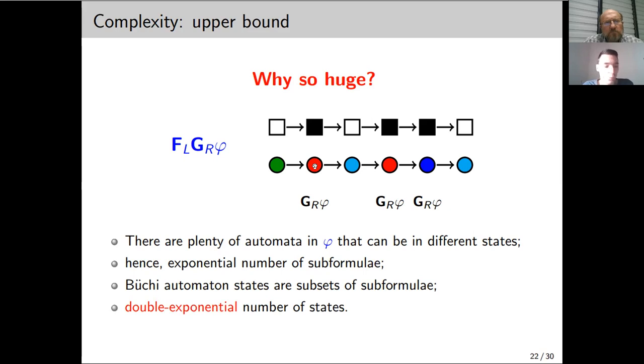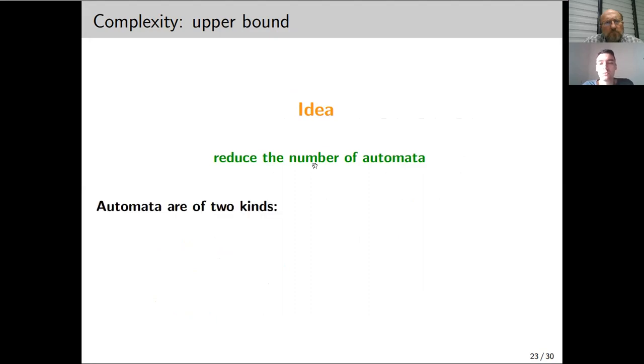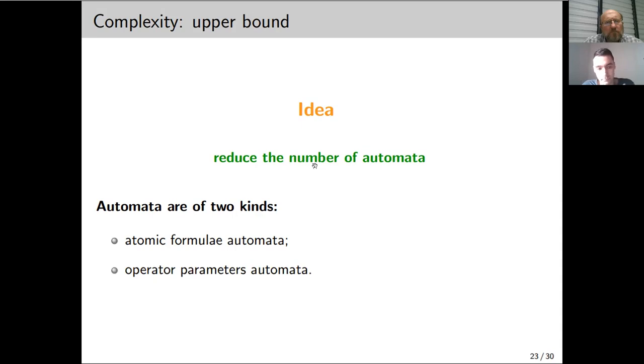Well, what to do with that? I have an idea. If we have too many automata, what do we do with them? We reduce their number. The automata we use are of two kinds. First of all, we have atomic formulae automata. Instead of propositional variables in classical LTL, we have these atomic formulae automata. And on the other hand, we have the operator parameters automata.